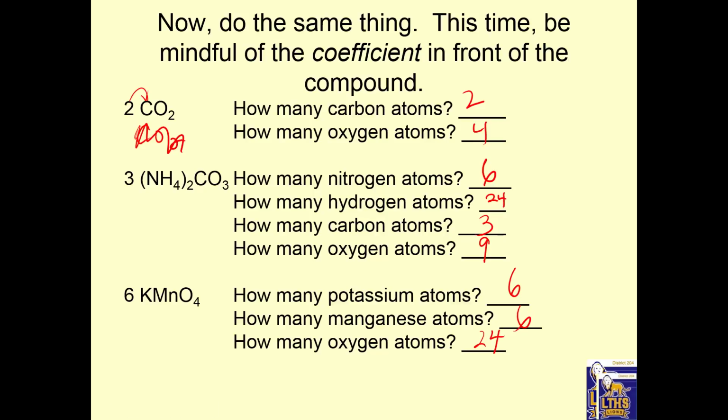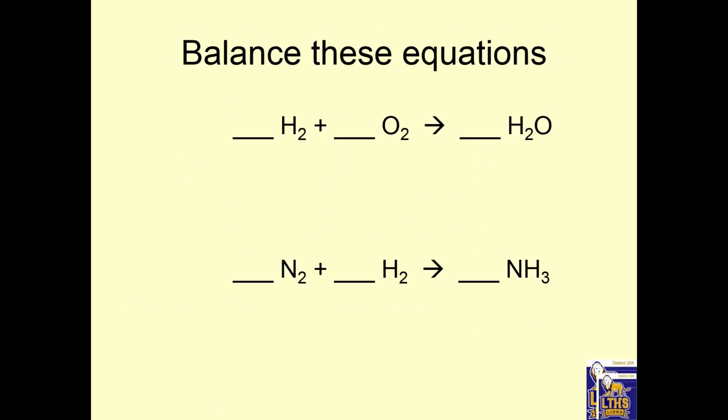So coefficients are multipliers. What does the 6 mean? That's 1, 2, 3, 4, 5, and 6 of them. So the coefficient means a multiplier. So instead of writing it 6 times, now I have 1, 2, 3, 4, 5, 6. That's what this 6 means: 6 times that compound. Okay, so let's balance these equations.